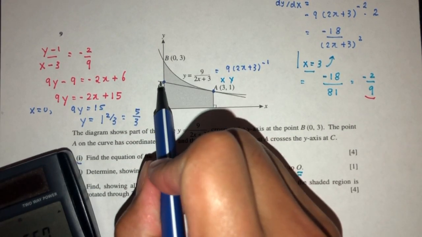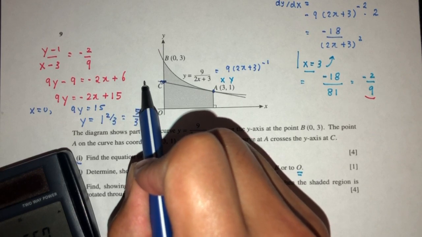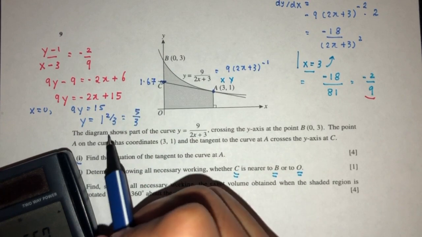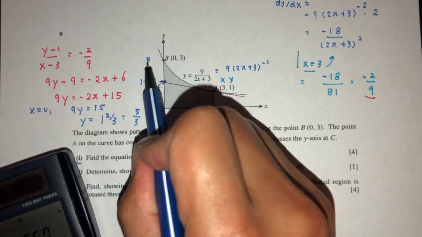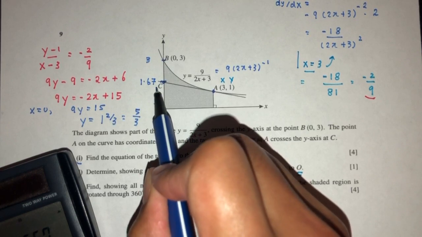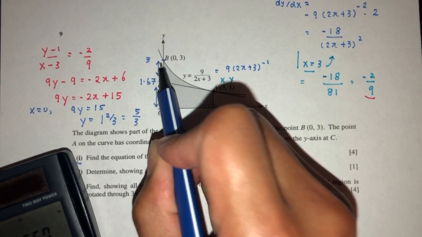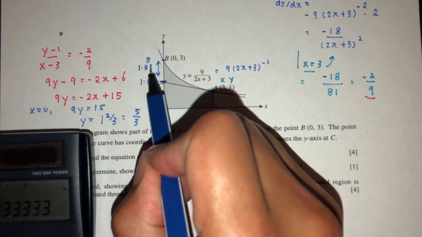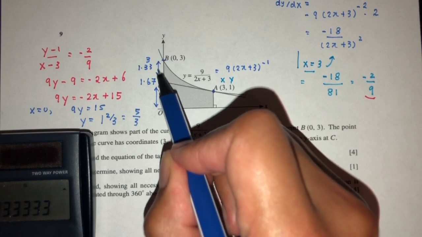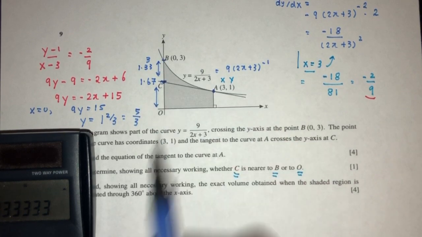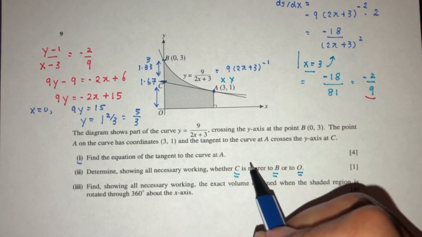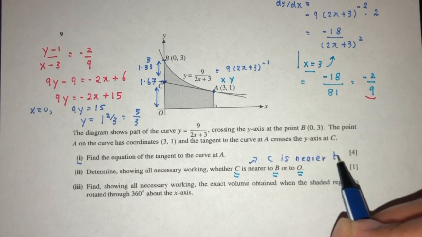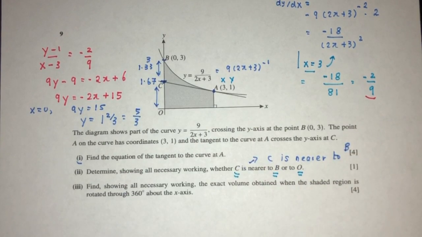So simply this distance here is 1.67, for example. And we know this value here is 3. So we can see the distance here is 1.67, but the distance here has to be less, right? Because 3 minus the answer is 1.33. Distance between this is 1.33. Distance between these two is 1.67. So obviously we can say that C is nearer to the point B by showing these values.